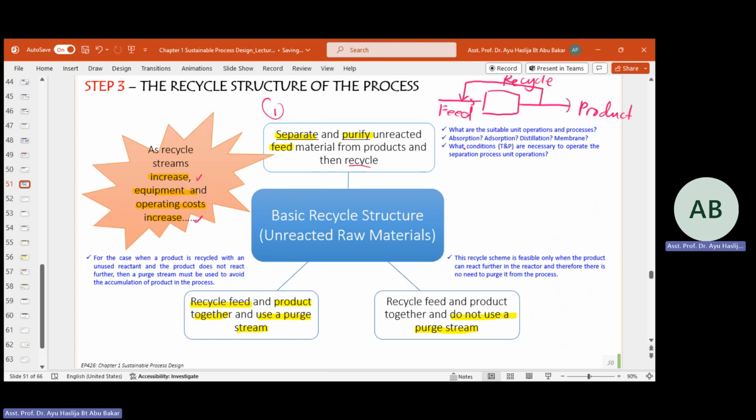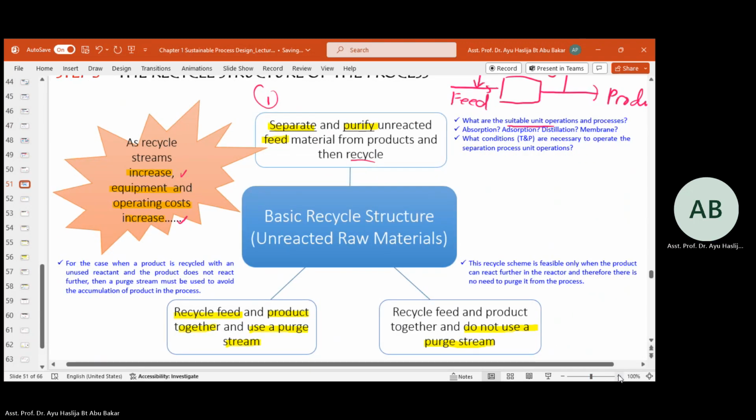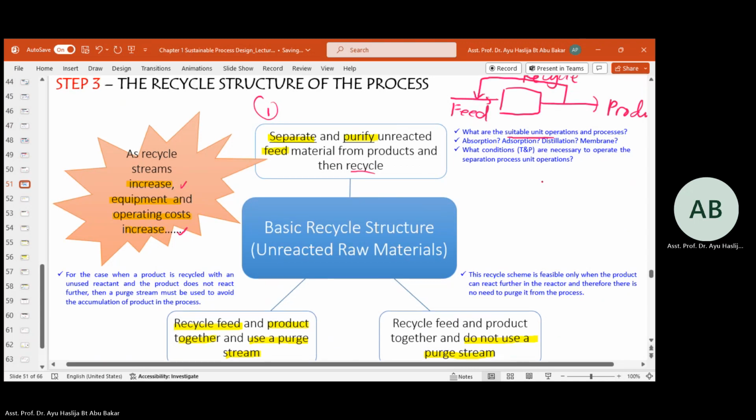Now, for this case, you need to consider the suitable unit operations. Let me make it bigger. Maybe here you just need to purify using an evaporator, perhaps. Then you just split your product and the water, the steam. Okay. Recycle the steam back into the feed, for example.